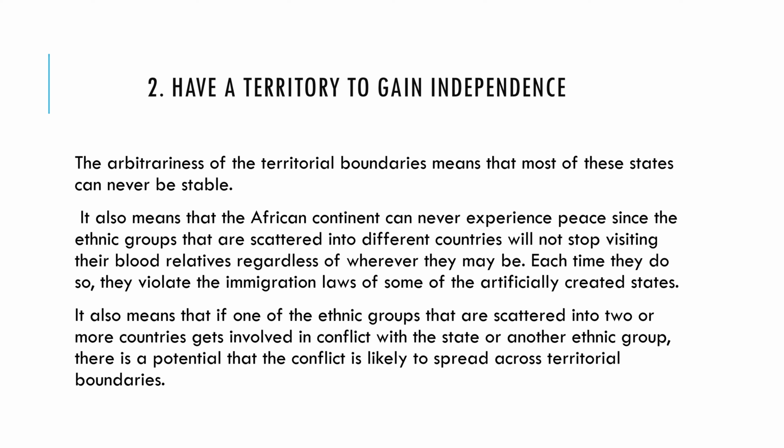It also means that if one of the ethnic groups that are scattered into two or more countries gets involved in conflict with the state or another ethnic group, there is a potential that the conflict is likely to spread across territorial boundaries. That was exactly what happened to the Liberian, Ivory Coast, and Sierra Leonean conflicts because the ethnic groups are intertwined.